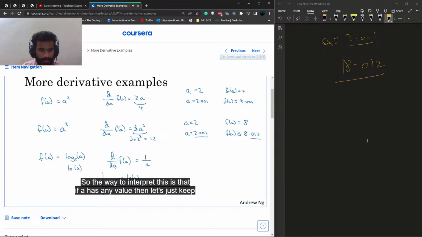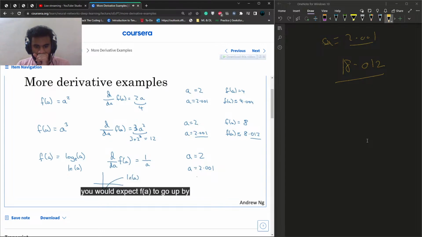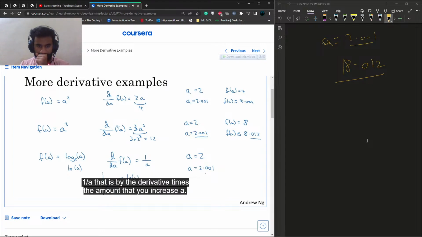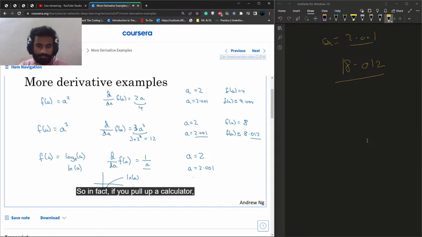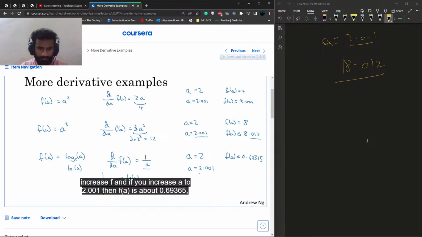So the way to interpret this is that if a is any value, again, let's just keep using a equals 2 as an example, and you nudge a to the right by 0.001, you would expect f of a to go up by 1 over a, that is by the derivative, times the amount that you increased a. So in fact, if you pull up a calculator, you find that if a is equal to 2, f of a is about 0.69315, and if you increase a to 2.001, then f of a is about 0.69365.